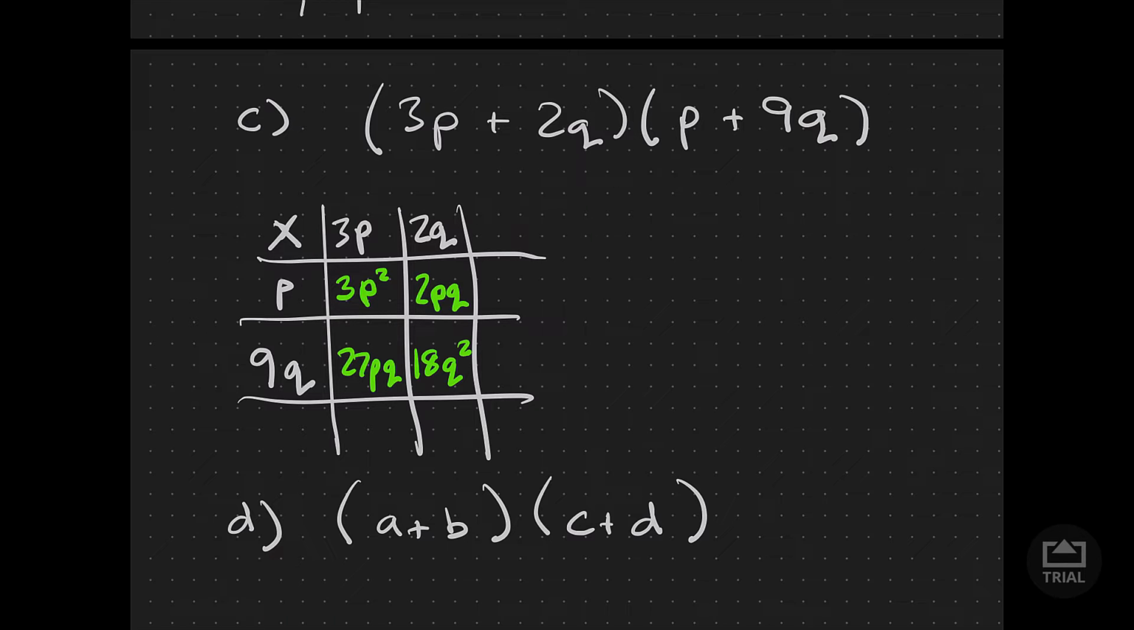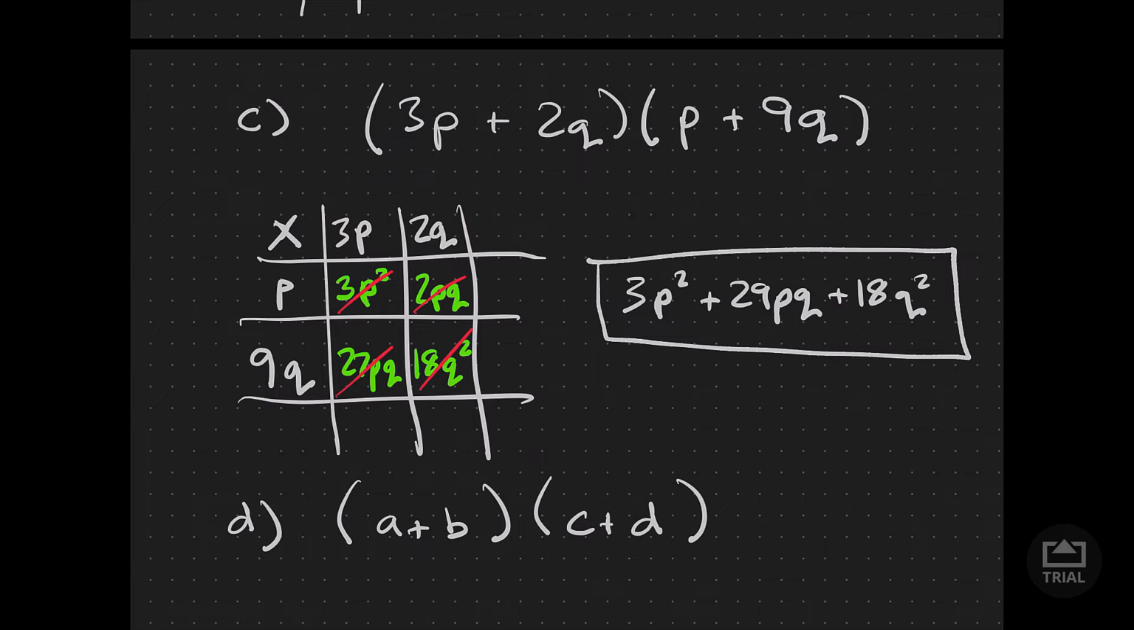Okay, in this one right here, we're going to start off by gathering our like terms, and I need to put it in some type of logical order. So I'll start off with the p degree of 2, so we got 3p squared. We'll take the next one, which is our pq's, which is going to be 2 pq's and 27 pq's for a total of 29pq. And finally, the bottom square right here, 18 q squared. So plus 18q squared. And that is the final answer for that one.